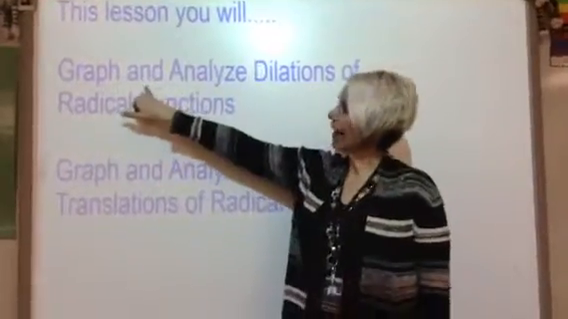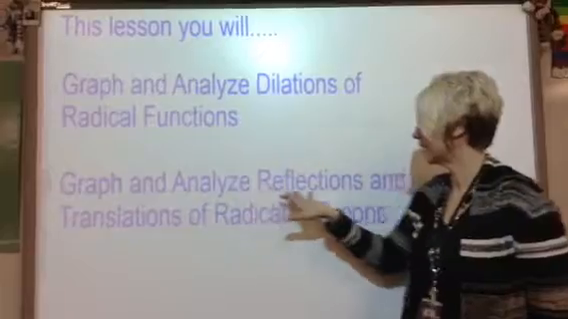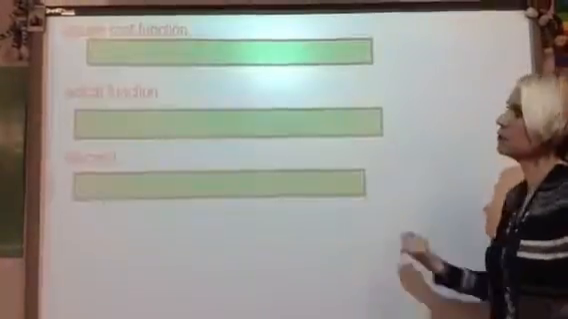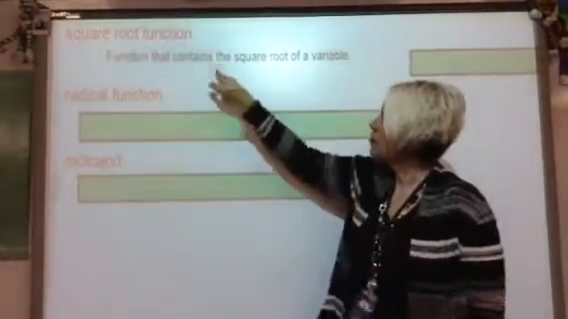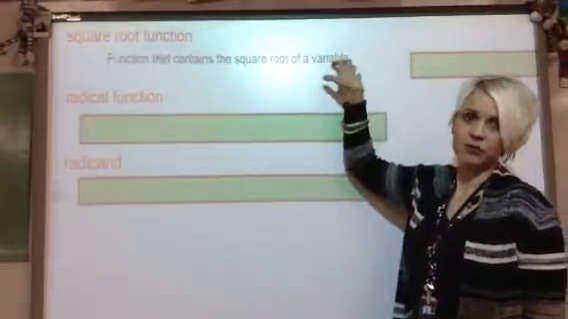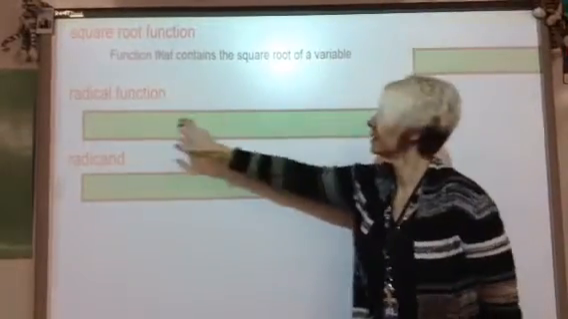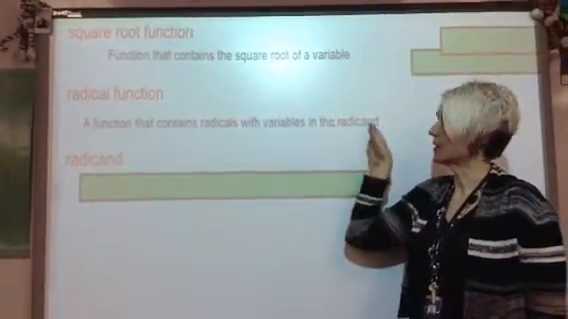In this lesson, you will graph and analyze dilations of radical functions and graph and analyze reflections and translations of radical functions. So first of all, what is a square root function? It is a function that contains a square root of a variable. So you'll notice the variable is underneath the square root. It's in the radicand. A radical function is a function that contains radicals with variables in the radicand.